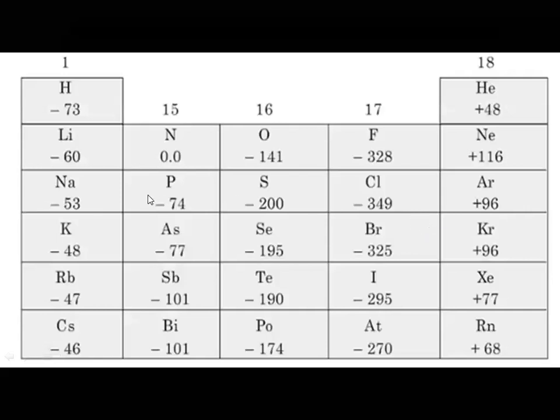Okay? You can see here, as you move across the period, lithium is there, nitrogen, oxygen, fluorine, and so on. For fluorine, it is minus 328. So much energy is released. Now, if you see here for chlorine, it is 349. Yes, that is because of the combined effect of atomic size and electron gain enthalpy. So, for noble gases, it is positive. As you move down the group, the electron gain enthalpy becomes less negative. Okay.